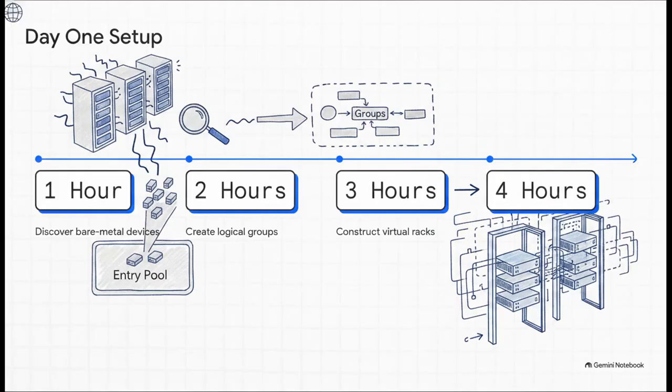Let's look at how this practically plays out on day one. This timeline represents a very typical setup workflow. It logically guides you from square one. First, letting the automated discovery agent populate your entry pool. Next, you create your logical groups. Then, you construct the virtual racks themselves. And finally, you allocate and assign those discovered systems right into their specific U-space slots. It takes what used to be a massive, headache-inducing undertaking and turns it into a structured, highly manageable process.